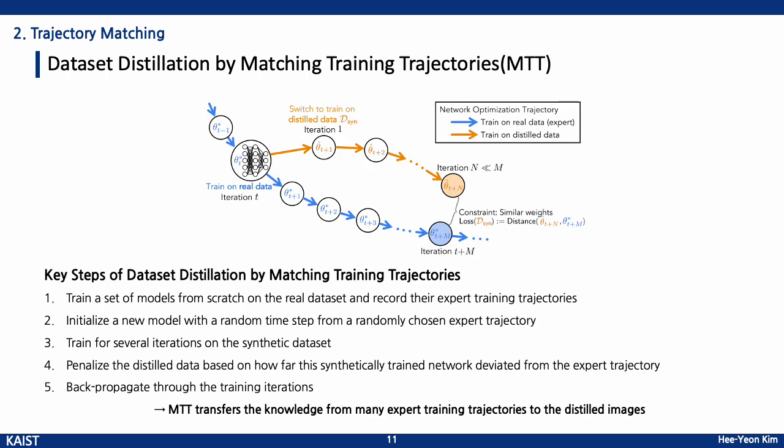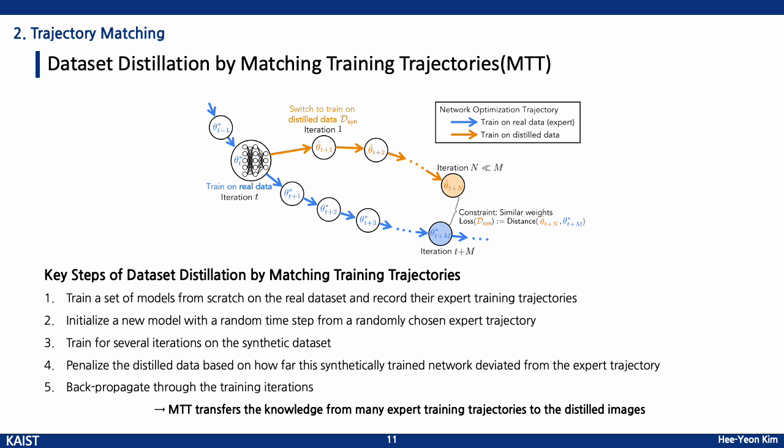Now, let's go over the key steps of dataset distillation by matching training trajectories. First, a set of models is trained from scratch on the real dataset, and their expert training trajectories are recorded. These trajectories serve as the ground truth for the distillation process. Next, a new model is initialized with a random time step from a randomly chosen expert trajectory. This allows the process to start at different points of the training path.